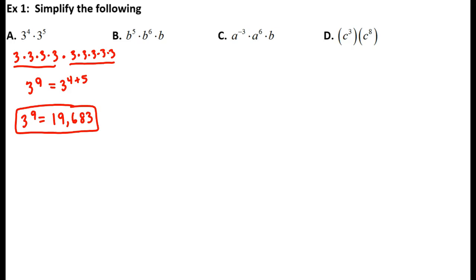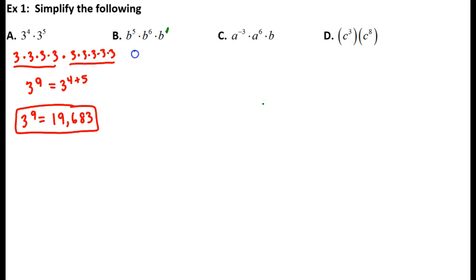In B, I have b to the 5th, multiply with b to the 6th, multiply with b. Now, just because you don't see an exponent here, there's an implied 1 for the exponent, so don't forget to add that at the end. Okay, so I'm not going to do the expanded form here. I'm just going to go right to exponential form.